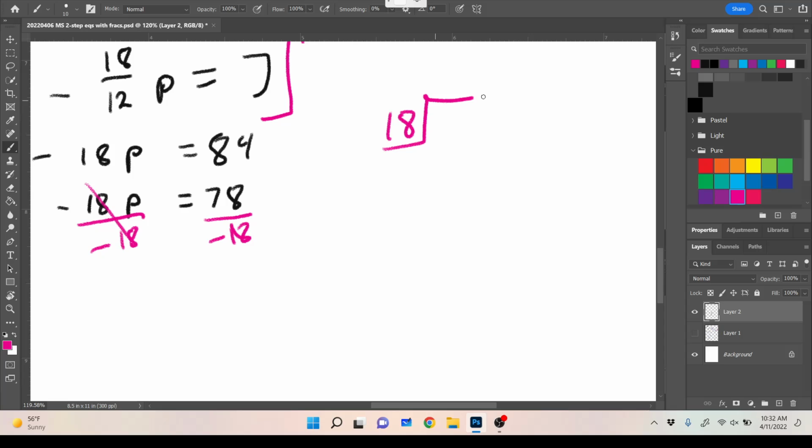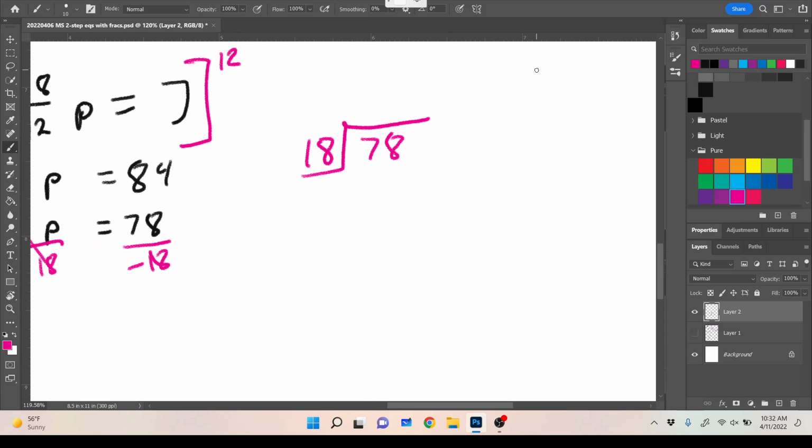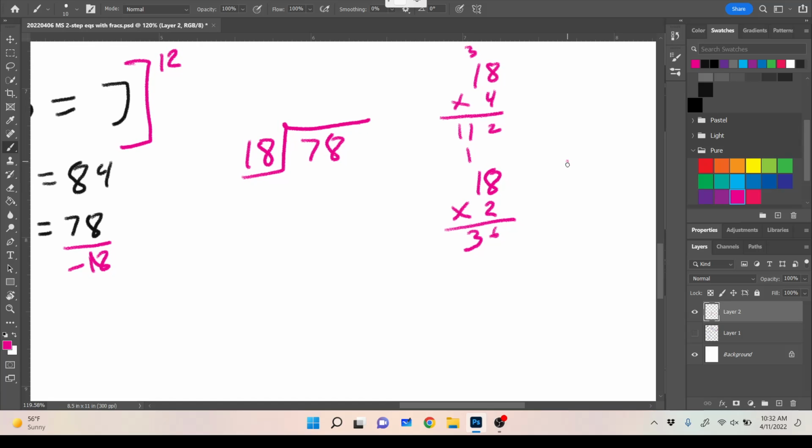So 18 goes into 78 how many times? What do we want to try? 4. Sure, sounds great. 8 times 4 is 32. 4 times 1 is 4, plus 3 is 7. Too much? So what do we want to try instead? 2. It's going to be 36, but we'll work it out anyway. 8 times 2 is 16. 2 times 1 is 2, plus 1 is 3. 36, that's probably too small. If we do 8 times 3, maybe.